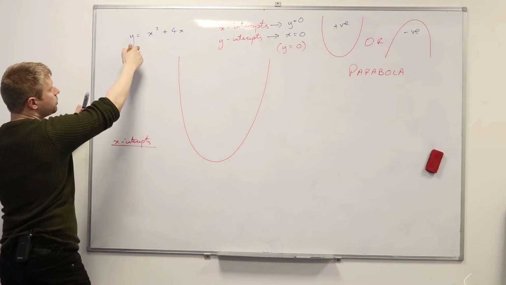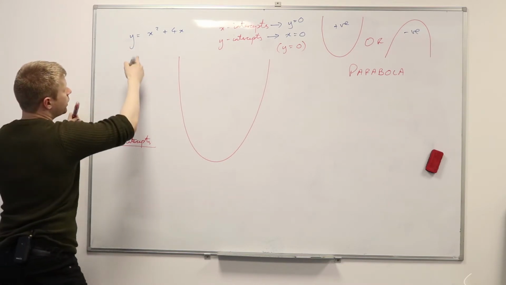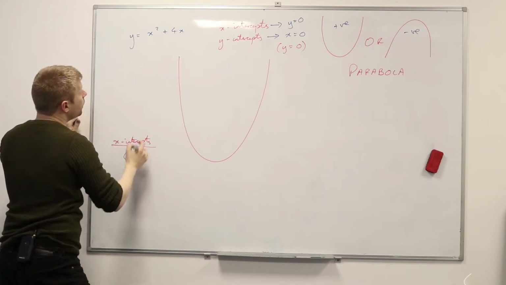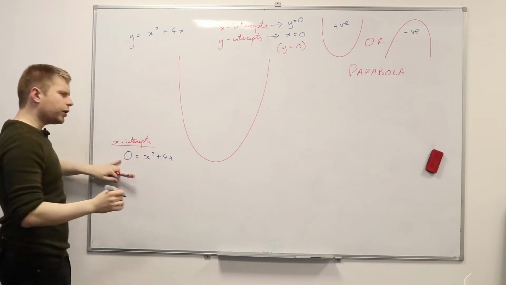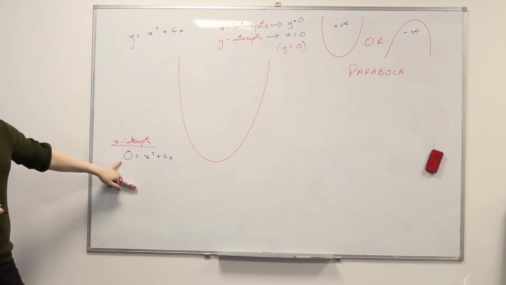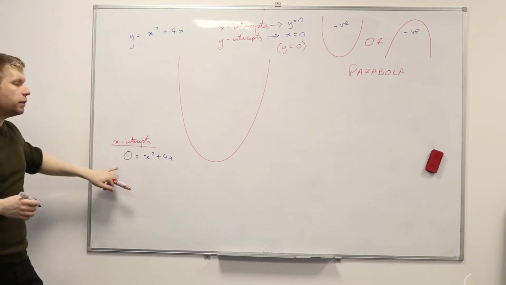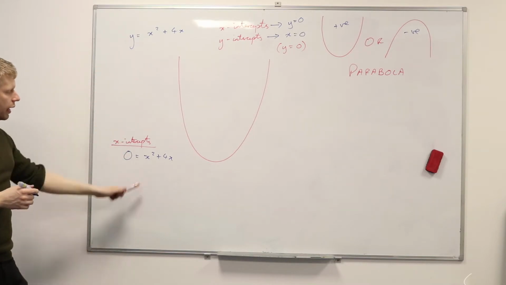Okay, so to find the x-intercepts, we're going to set this to be 0. So we're going to get 0 equals x squared plus 4x. Is everybody happy with how I got that? Yeah, I've literally just replaced y to be 0. Okay? Now, how am I going to solve this?